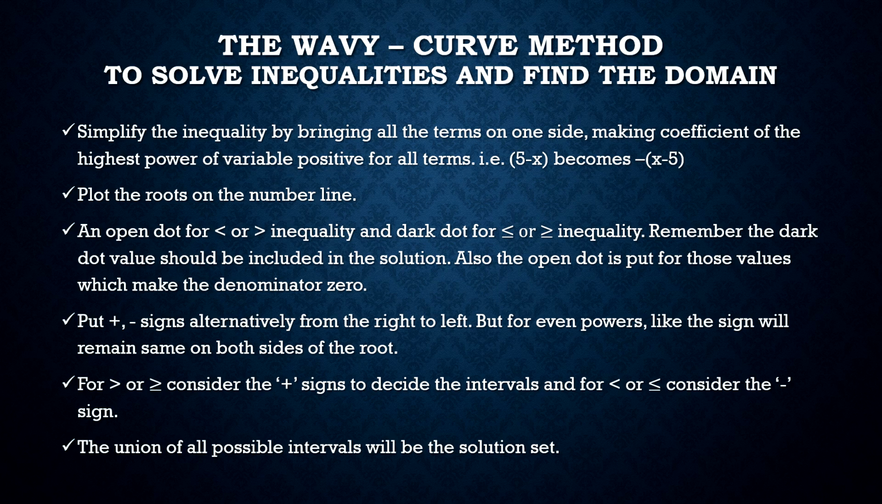Next step, put plus minus signs alternatively from right to left. For greater than or equal to or greater than type of inequality, consider the plus signs, and for less than or equal to type of inequality, you have to consider the negative sign. For even powers, that means raised to 2, raised to 4, you have to put the same sign on both the sides. The union of all the possible intervals will be the solution set for your given inequality. So, the wavy curve method is very important whenever you need to find the domain for an inequality.